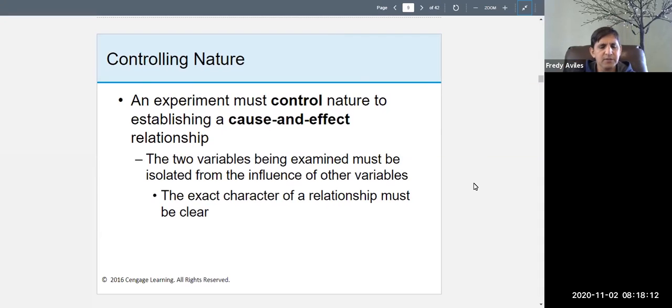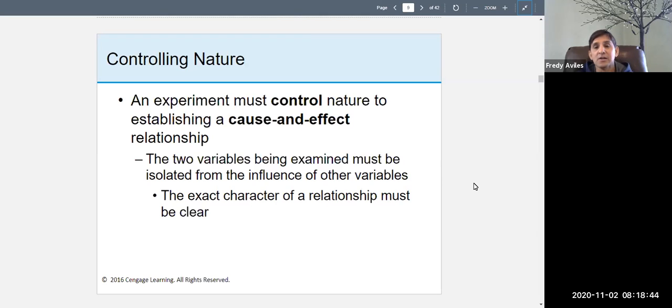Controlling nature. I mentioned control already a little bit, but here's some more information. An experiment, remember, involves control, okay? An experiment must control the nature to establish a cause and effect relationship. So an experiment must control those extraneous variables. It must control other things, okay? The two variables being examined must be isolated from the influence of other variables. The exact character of a relationship must be clear. So we must control the variables.